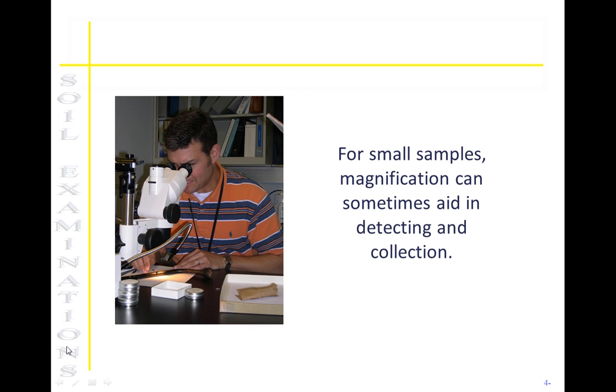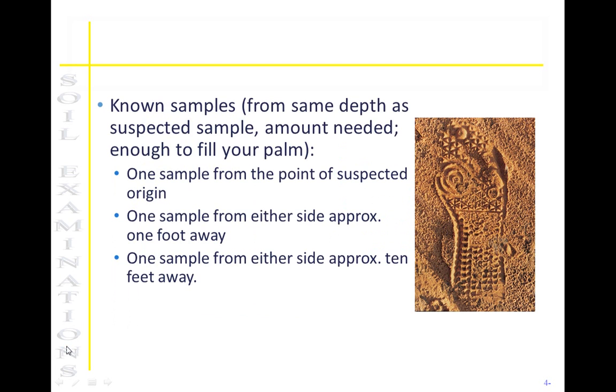In some instances, for a lot smaller samples, you might want to use the aid of a stereo microscope in detecting or collecting your samples. However, in most instances, you can make the collections with your naked eye, because for soil samples, it's going to take a little bit larger quantity to actually perform a complete analysis. For foreign soil samples, you typically want the sample to more or less cover the palm of your hand.